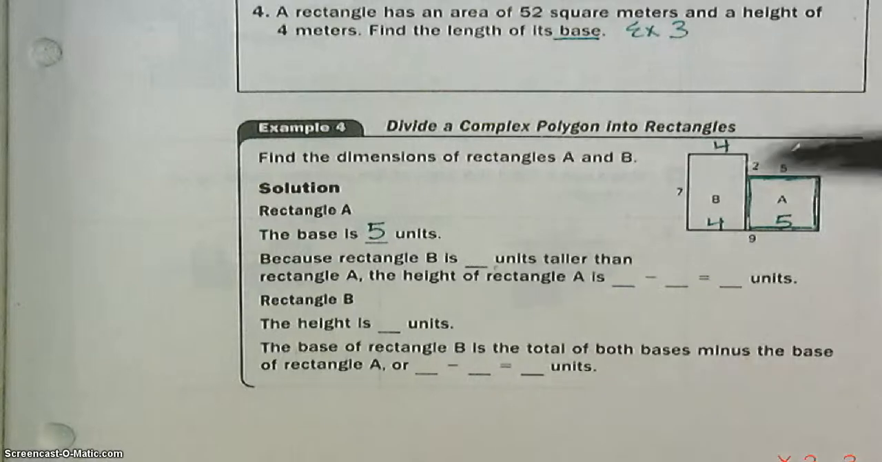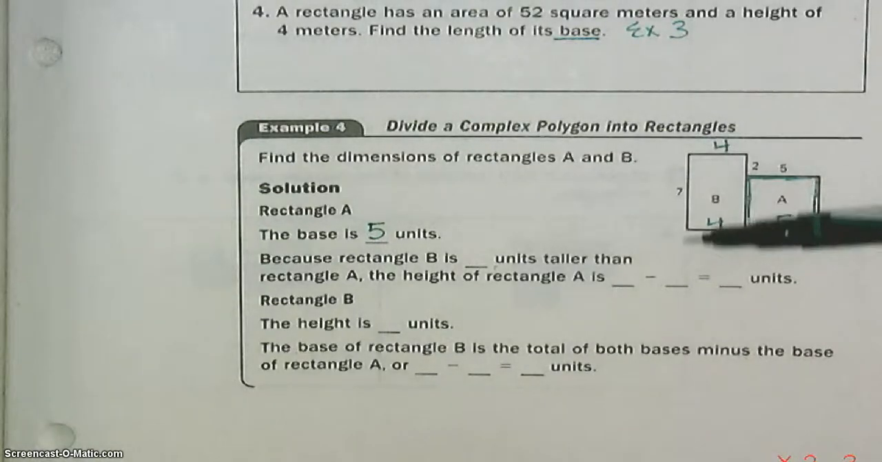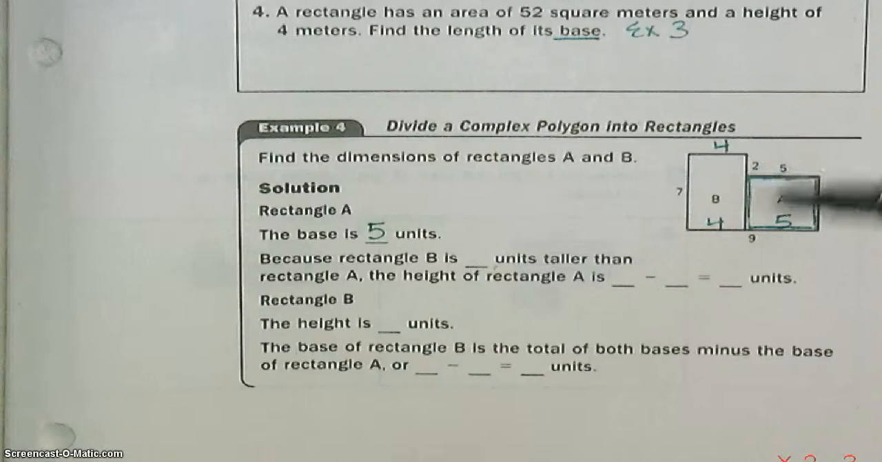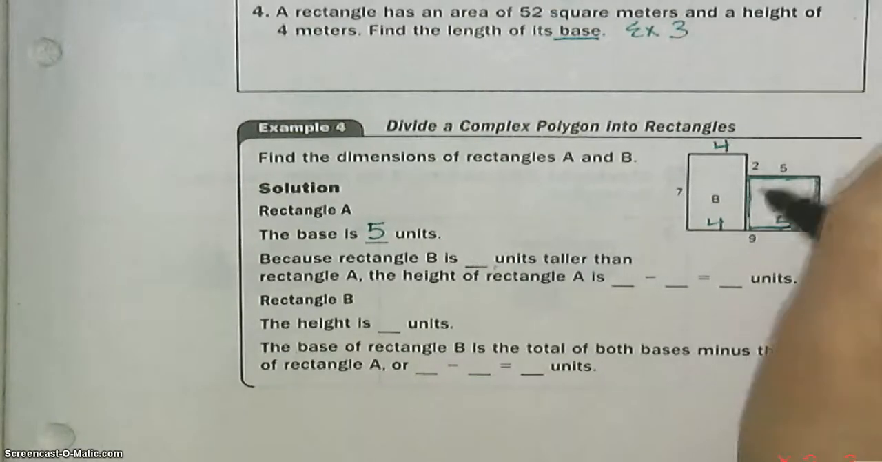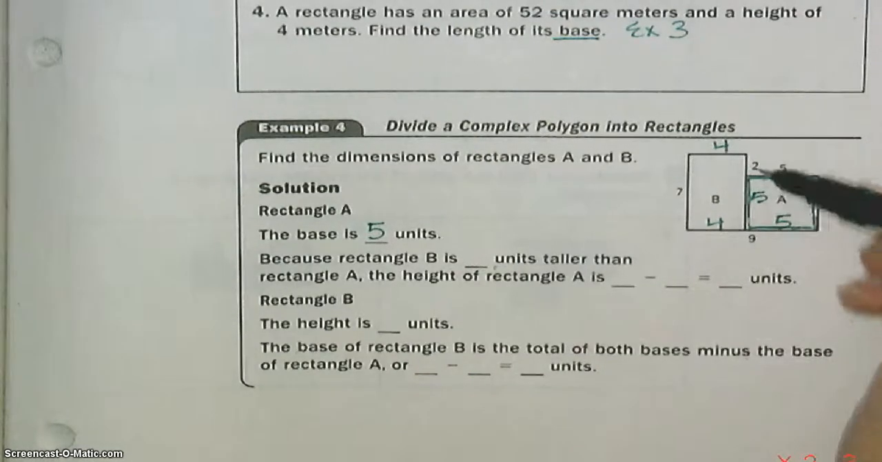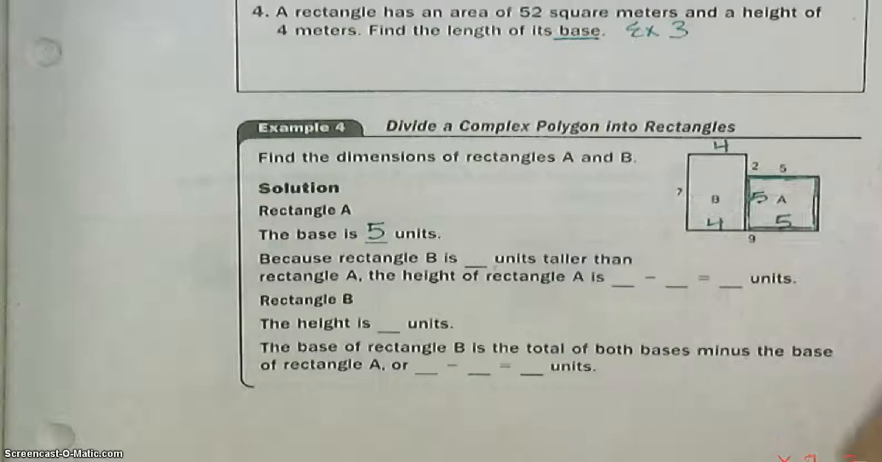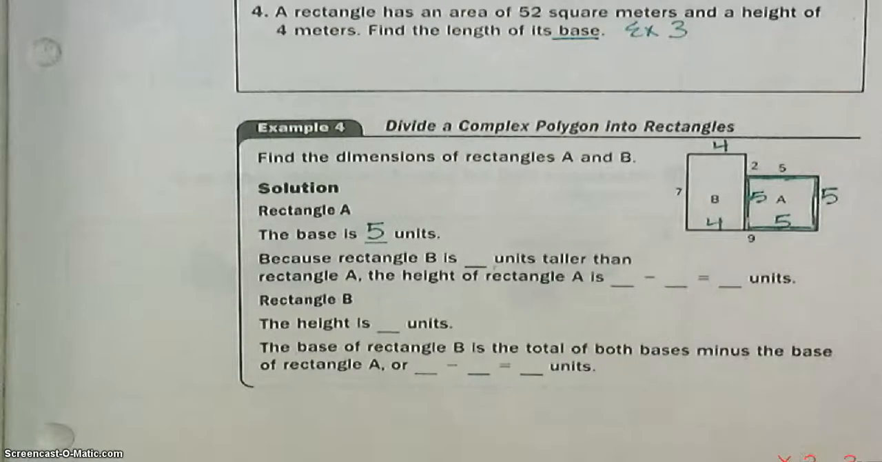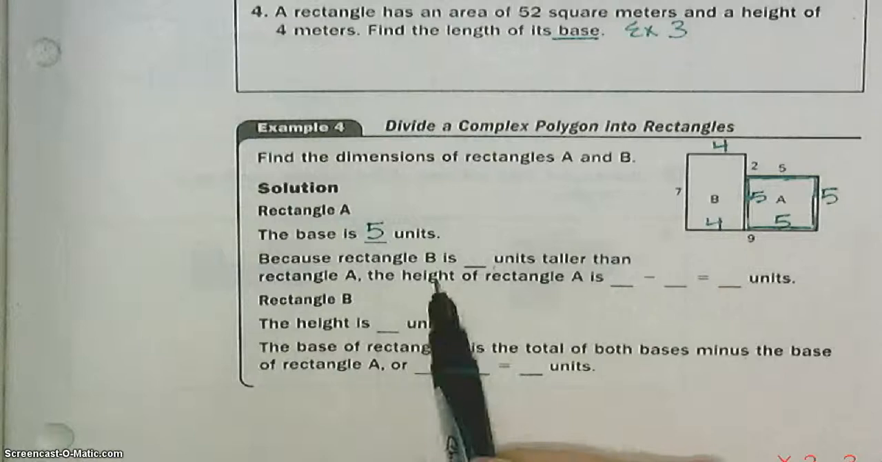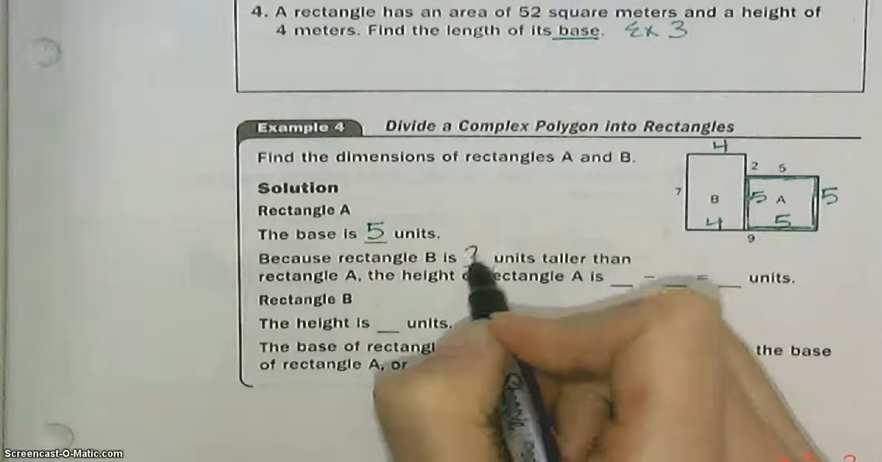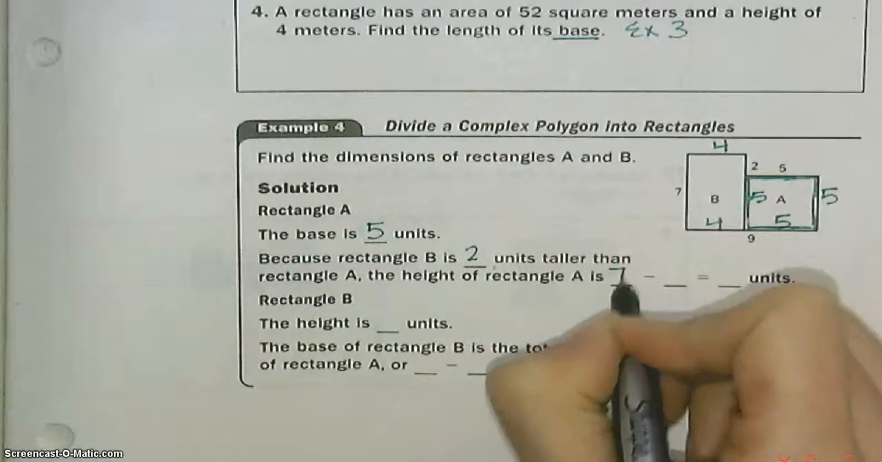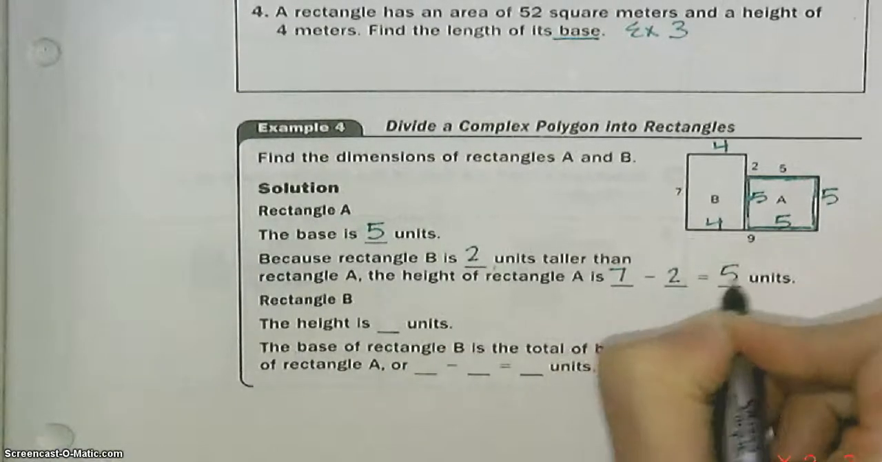And if you look here, this whole thing is 7, which means this is 7. If we already have 2, that must mean this has to be 5, because 5 plus 2 makes 7. Also, opposite sides are equal, so that's 5. Because rectangle B is 2 units taller, we did 7 minus 2. That's how we got 5.